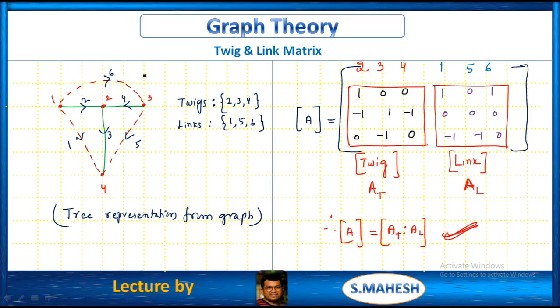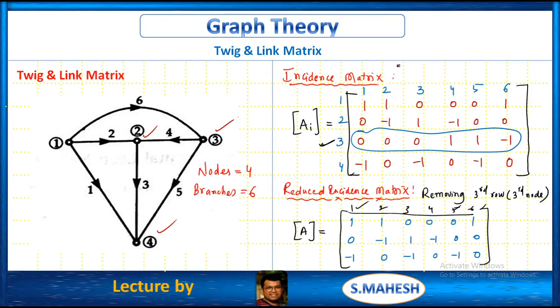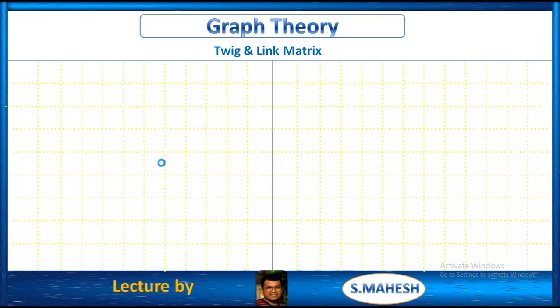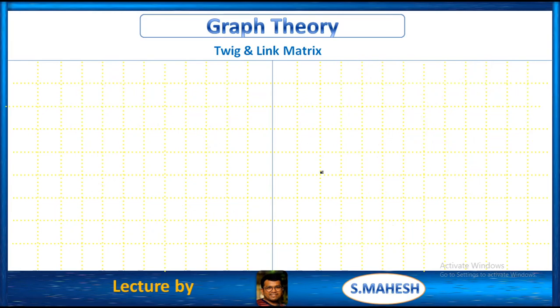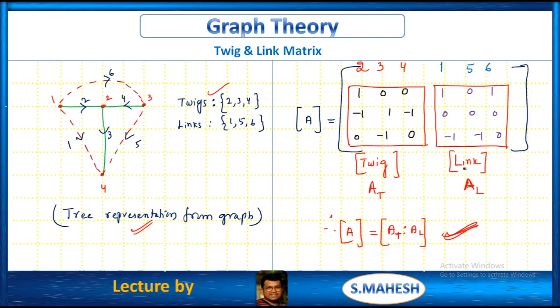Just from the given graph, first you have to get the incidence matrix, later you have to get the reduced incidence matrix. So from this we have to get the tree representation along with the twigs and links. So we all know that from this graph which is represented with a tree, twigs are what? 2 3 4 are nothing but twigs only. Links are nothing but what? 1 5 6. So from this reduced incidence matrix we have the twig and link matrix. That's all about twig and link matrix representation.